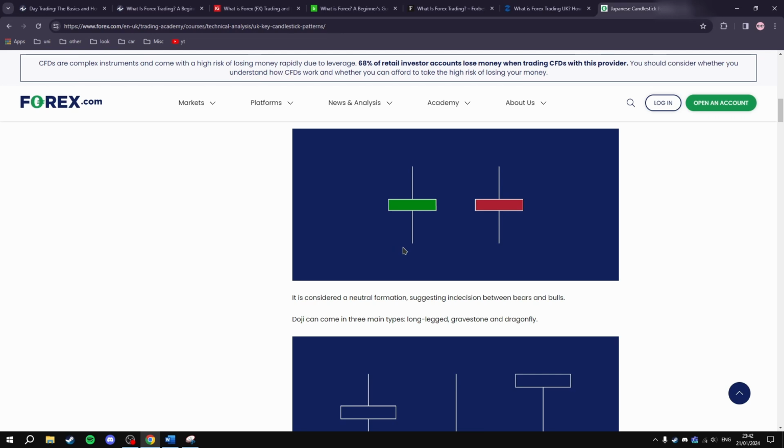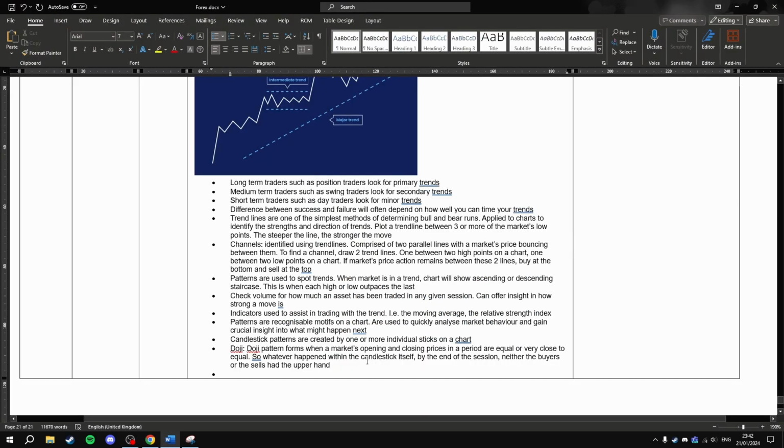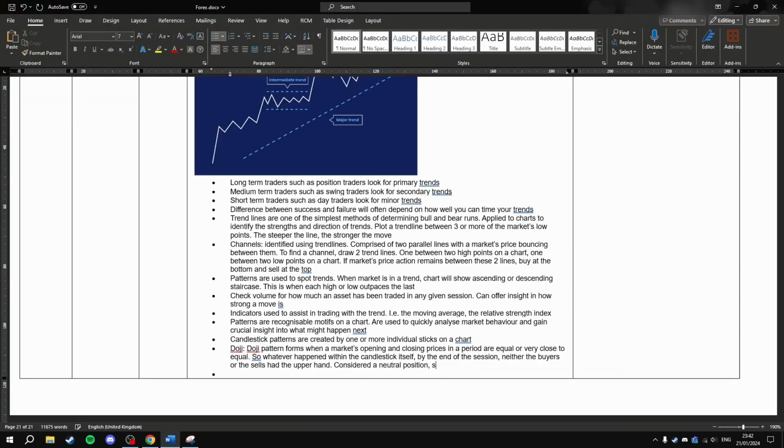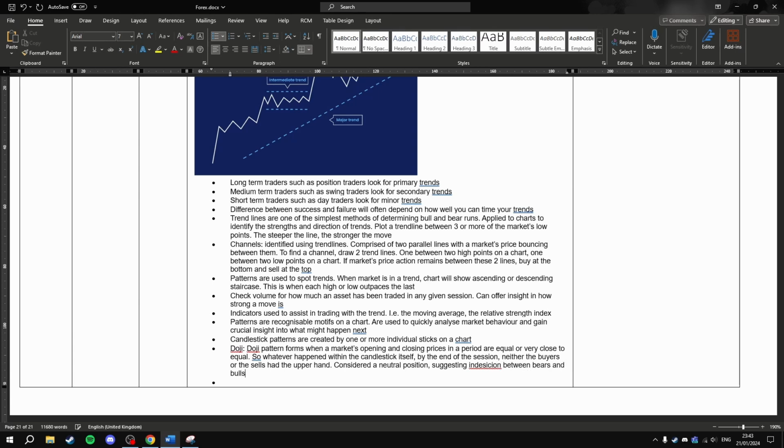It is considered a neutral formation, suggesting indecision between bears and bulls.